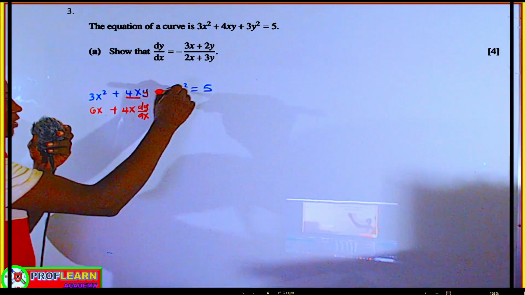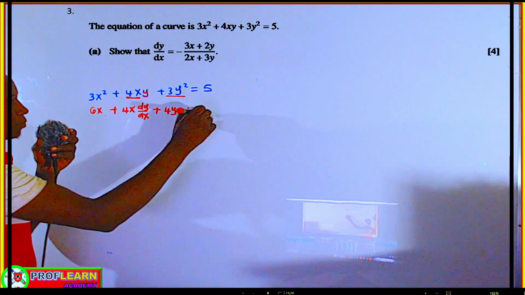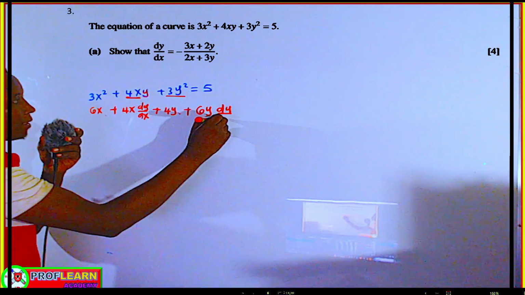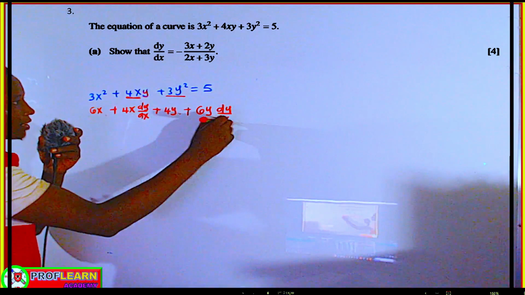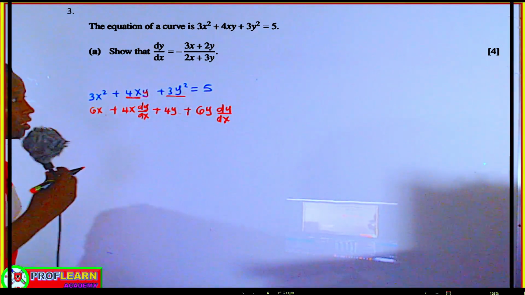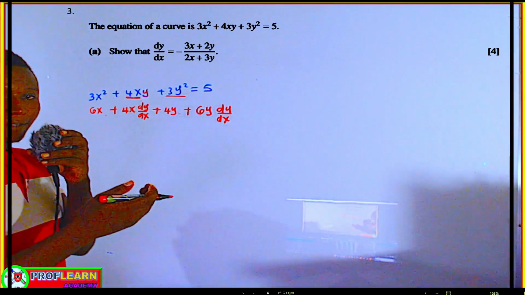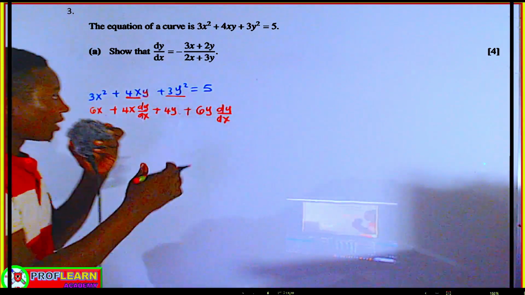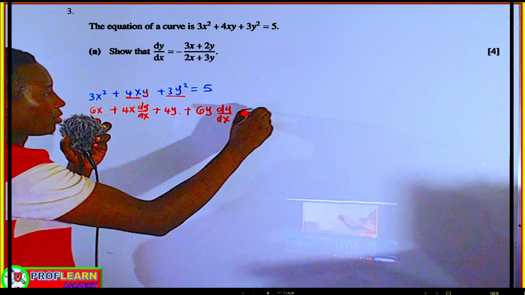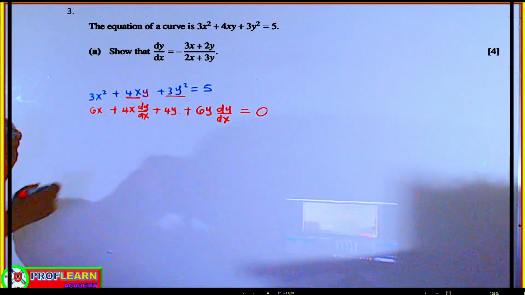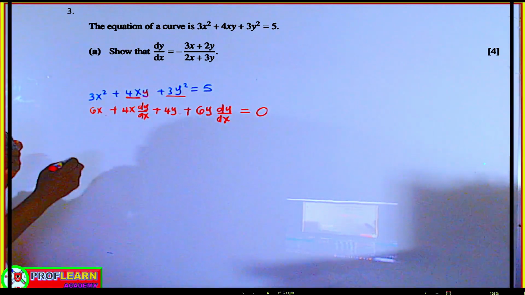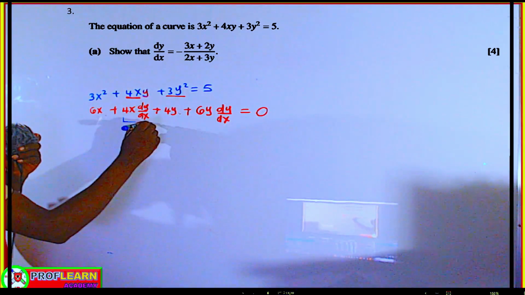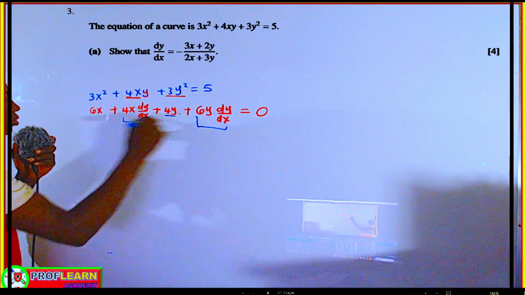Then plus, differentiating this, we are going to say this is going to be 6y, but since we have y, we differentiated y, we are going to say dy/dx, because y is a function of x. So anytime you are differentiating a y variable, you are going to write dy/dx because y is a function of x. And differentiating a constant, you are going to get 0. Now the next thing we are going to do is put those terms which have dy/dx together, and group them.